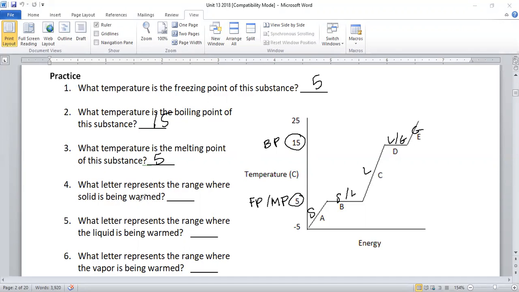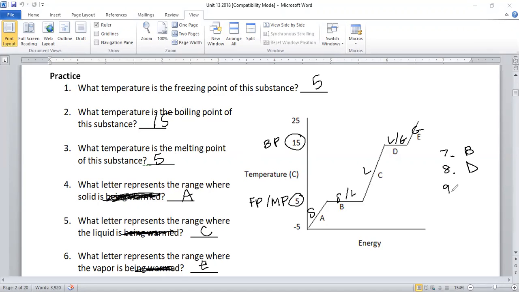What letter represents where solid's being warmed? Ignore the being warmed part and just ask, where's the solid? A. Same on the next one. Liquid being warmed just means liquid's temperature is changing. C. Vapor is another word for gas. E. Okay, I'm just gonna leave this up so that we can see the diagrams. So number 7 over here. Which represents the melting of a solid? B.